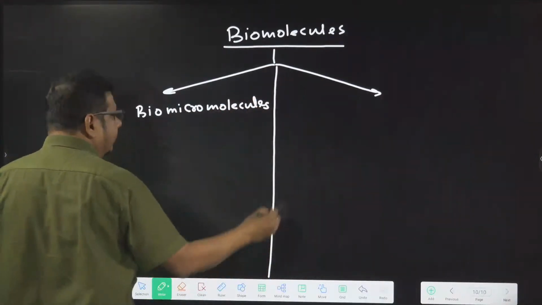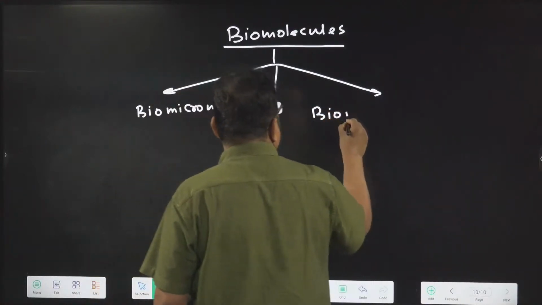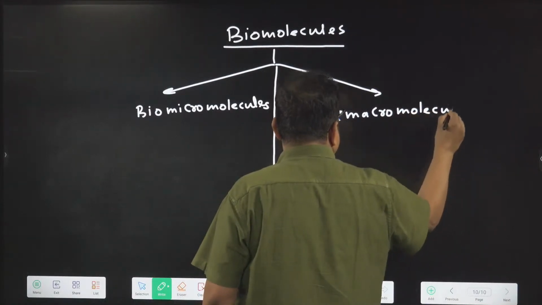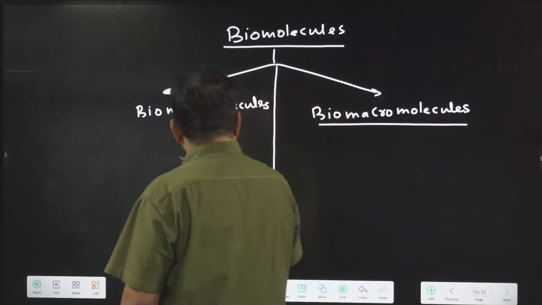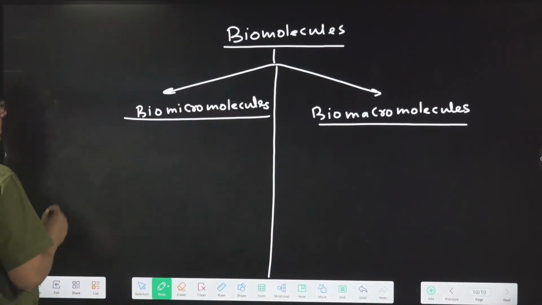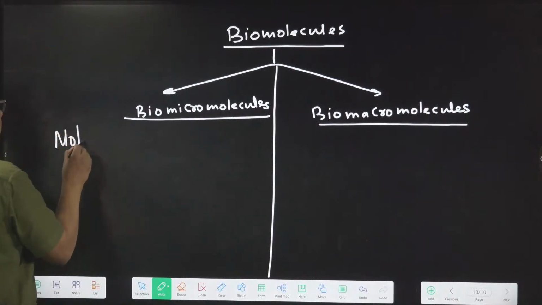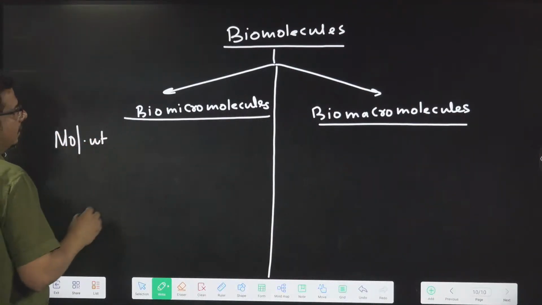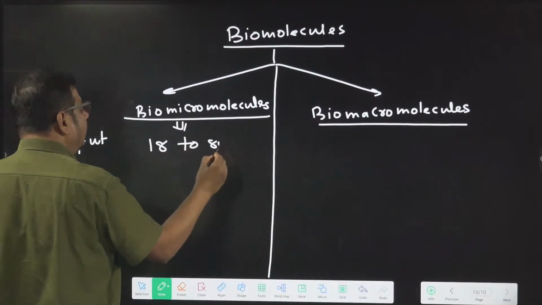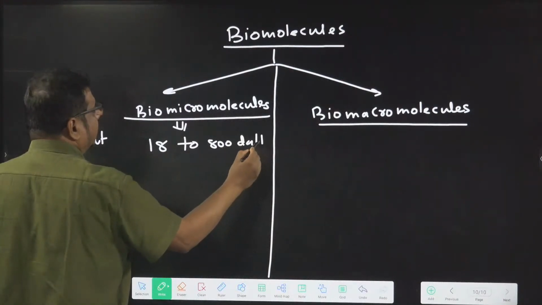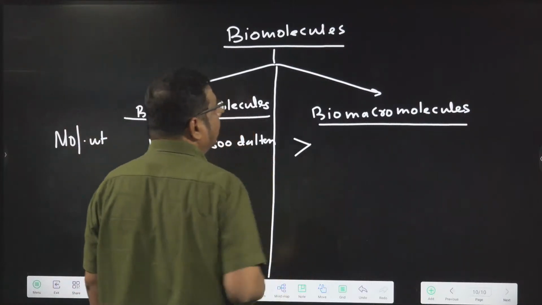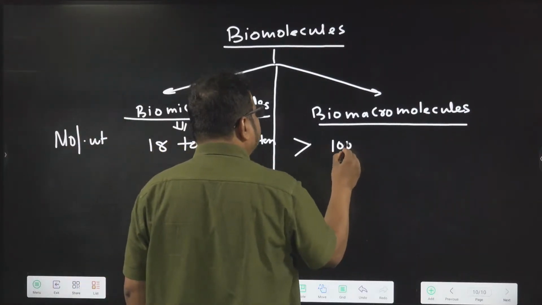And another category is which one? Biomacromolecule. Biomicromolecule and biomacromolecule: how to differentiate between the two? First, based on their molecular weight. So biomicromolecules have a molecular weight in the range of 18 to 800 Dalton. If you talk about the molecular weight of biomacromolecule, it is more than 1000 Dalton.